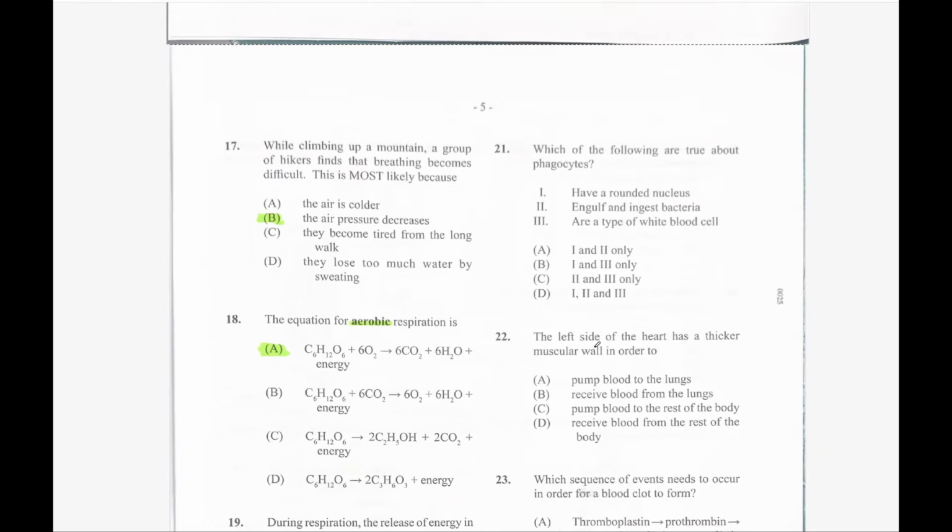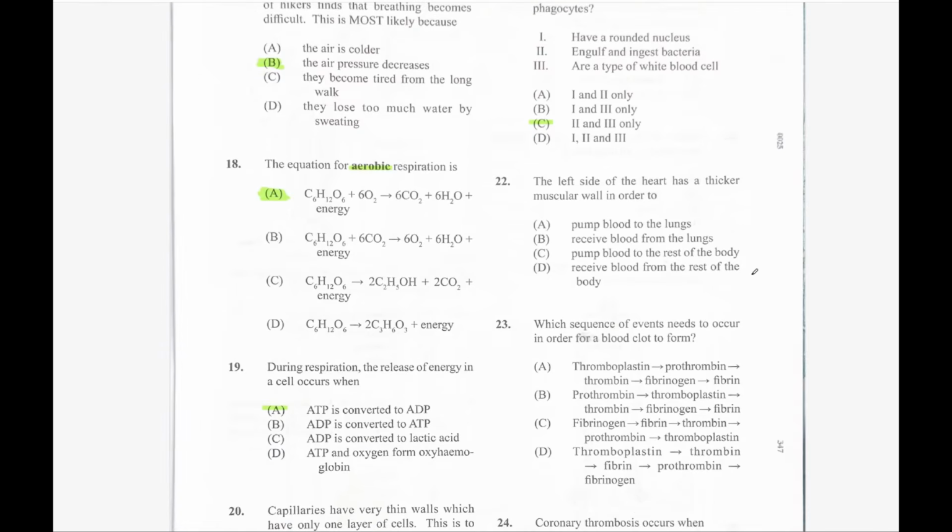Question 21. Which of the following are true about phagocytes? They have a rounded nucleus. No, they have a lobed nucleus. Engulf and ingest bacteria. Yes. A type of white blood cell. Yes. So we are looking for 2 and 3, which makes the answer C.